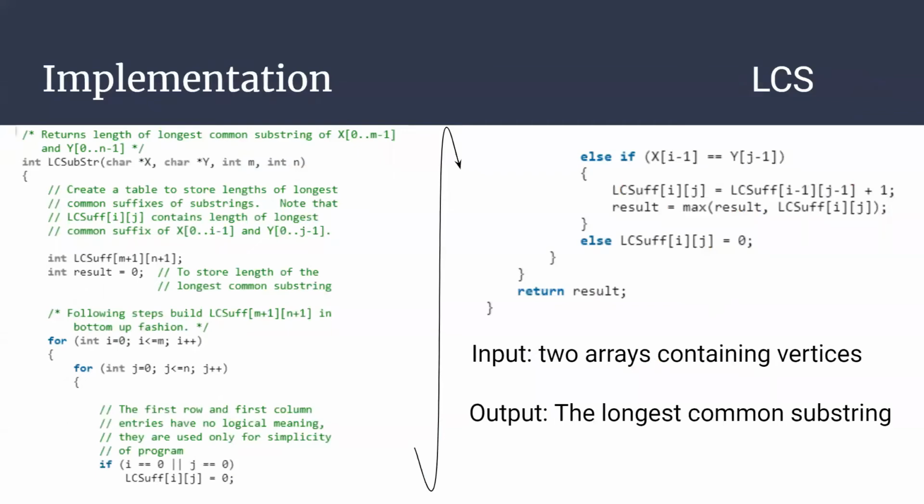Coming next will be the LCS, which is the longest common subsequence algorithm. The idea of this algorithm is comparing two arrays which contain vertices and outputting the longest common subsequence between them. Next.